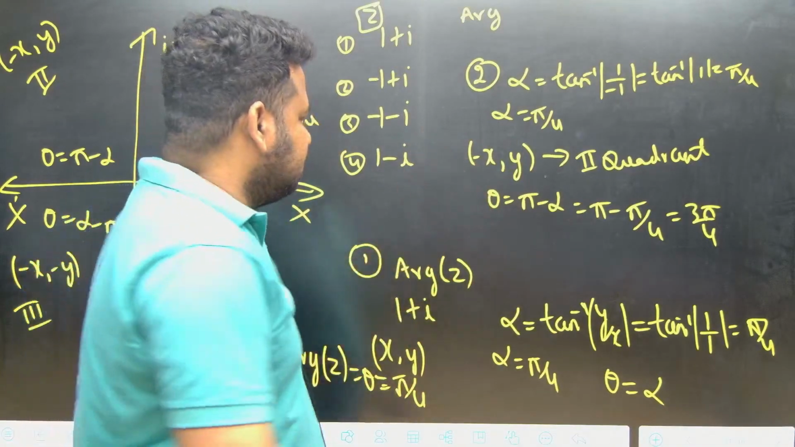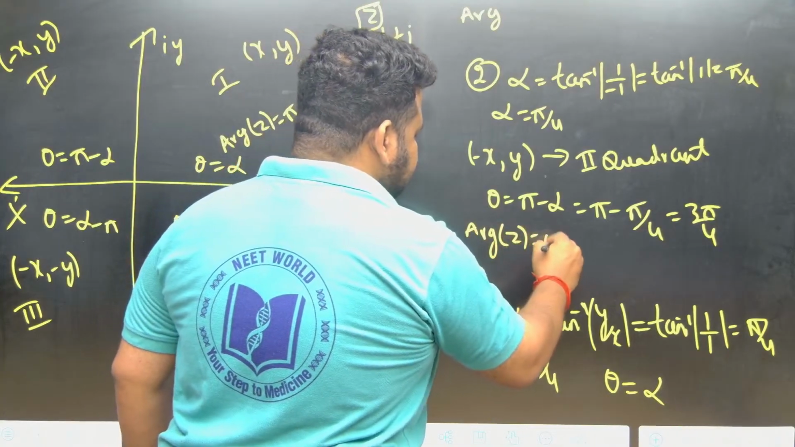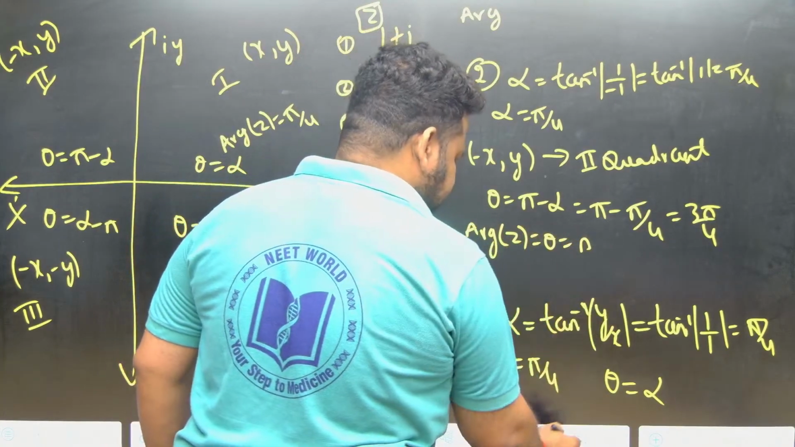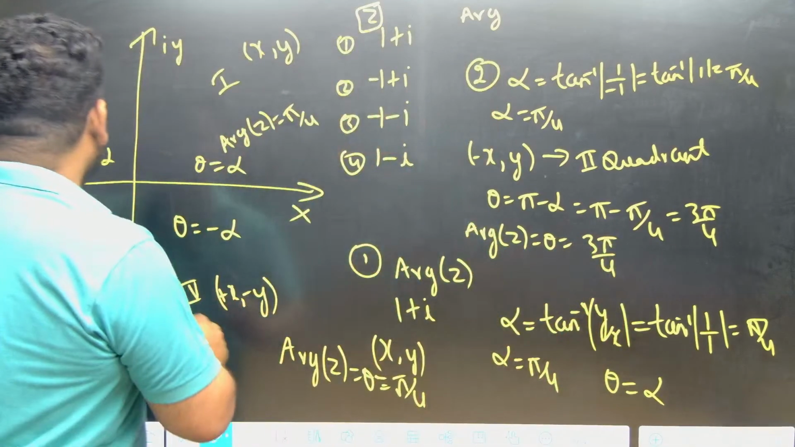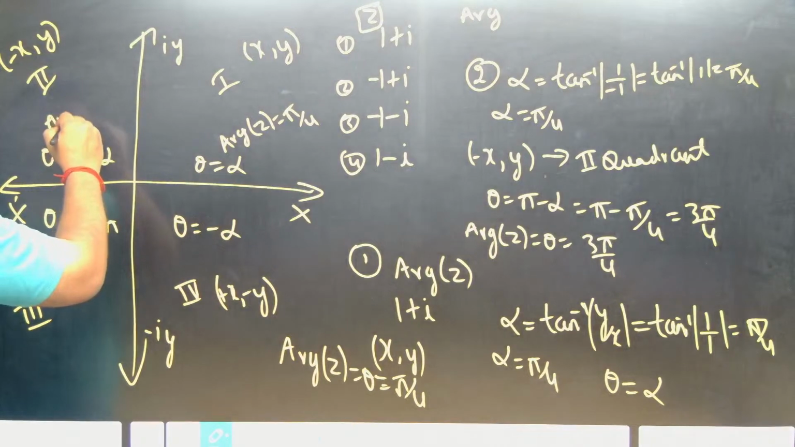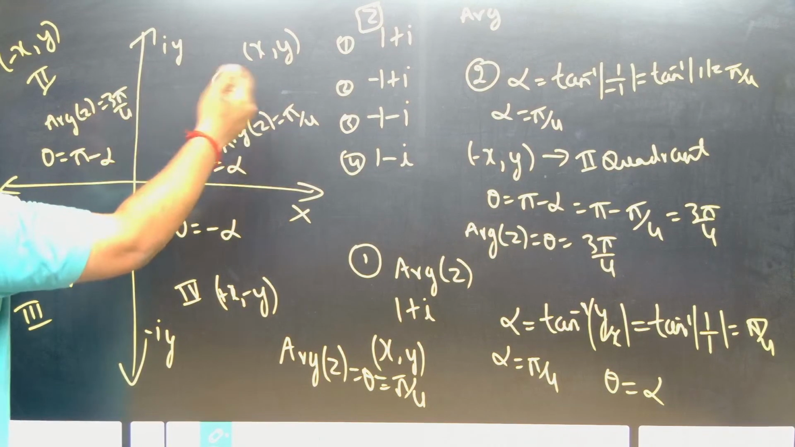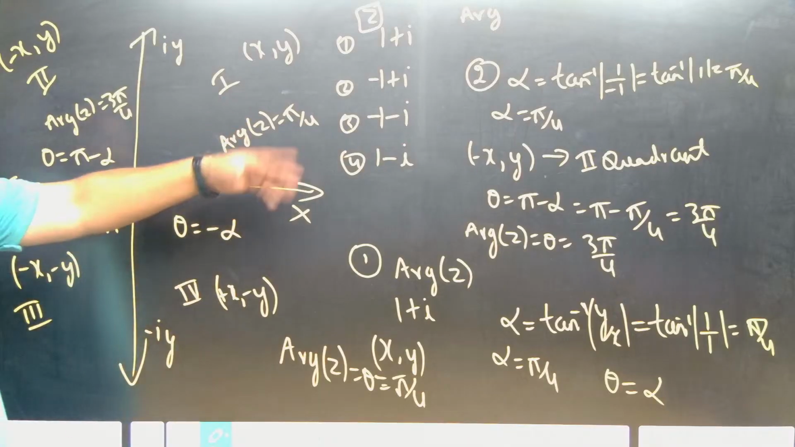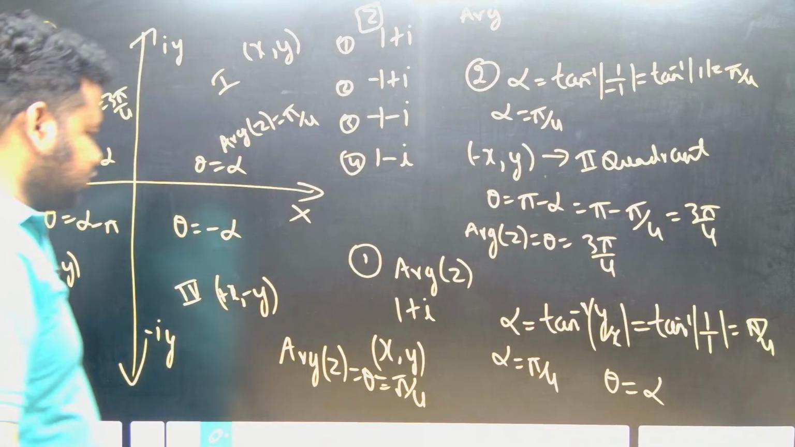That is the argument of z. Argument of z is equal to theta, that is nothing but equal to 3 pi by 4. Here I should write argument of z as 3 pi by 4 for this question. It will keep on varying for different questions. For this question we got argument of z equal to 3 pi by 4. Okay, next question.